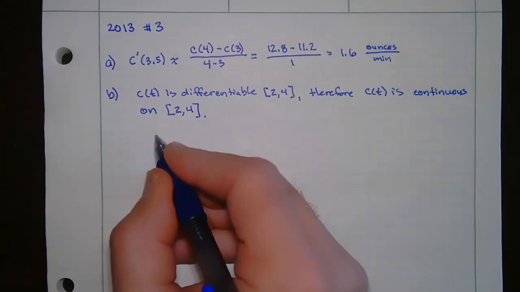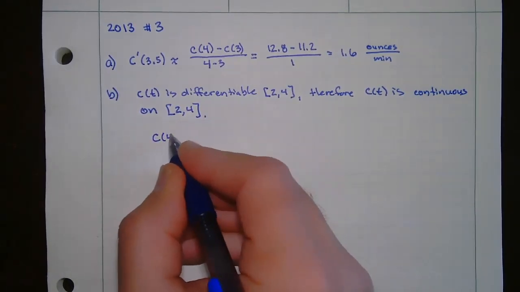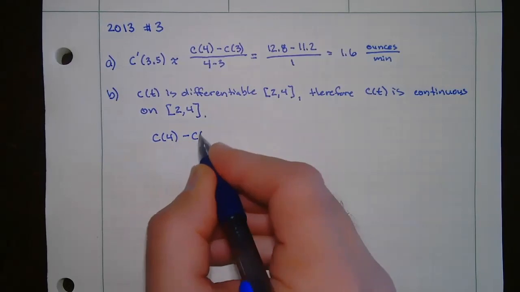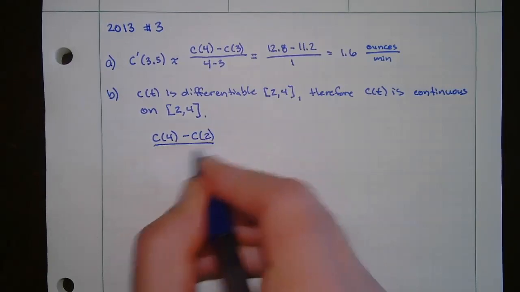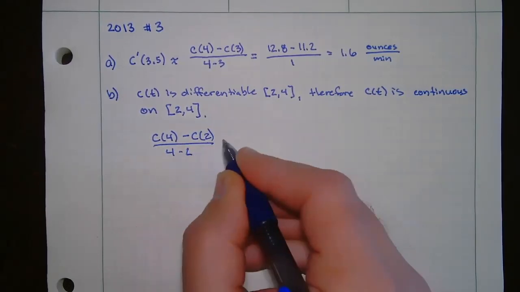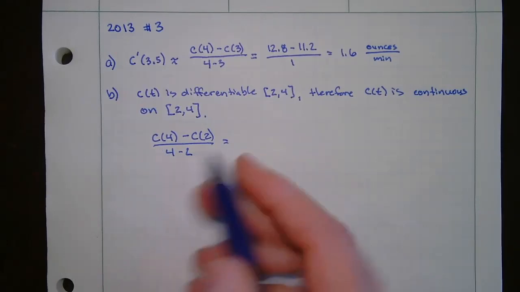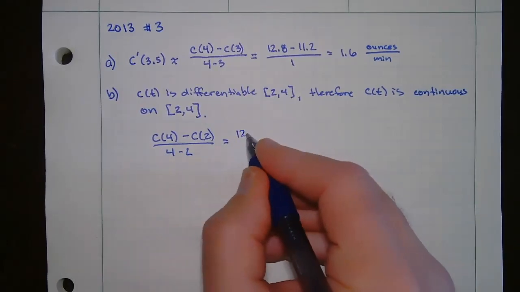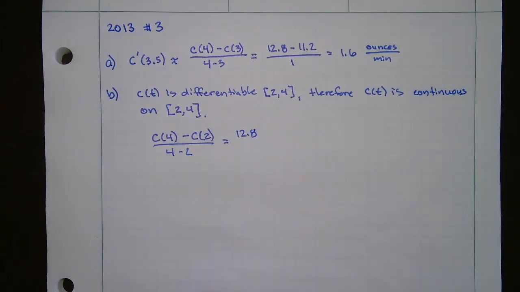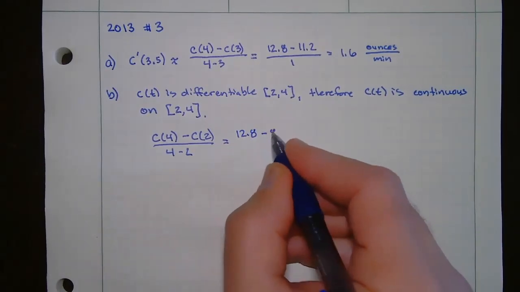And then we're going to do this. We're going to find c of 4 minus c of 2 over 4 minus 2. Okay? So c of 4 was 12.8 and c of 2 was 8.8.